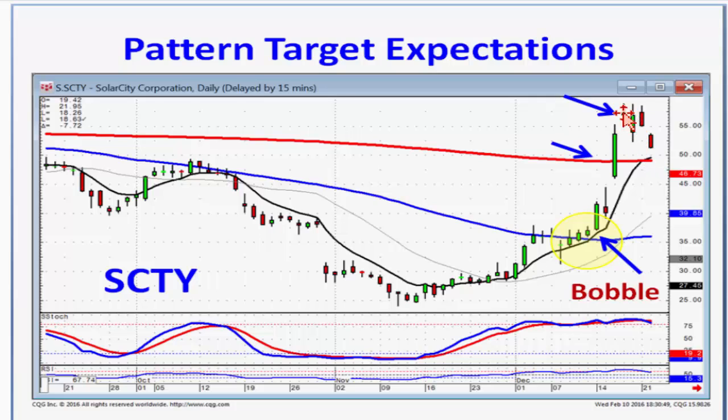Where do we start selling? There's our doji gap up. We start looking for sell signals, bringing you back to the T line. Now, does every pattern work? Obviously not. But the majority of the time they do work. And when they do work, they're producing very huge profits.